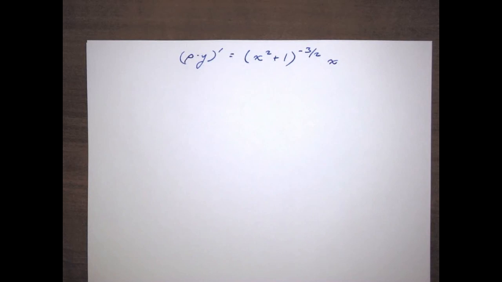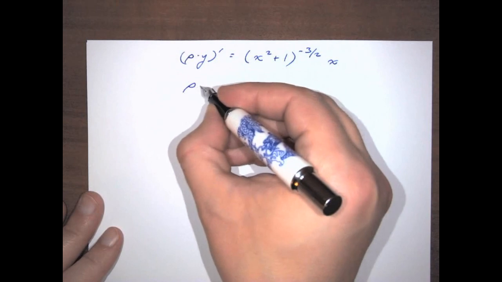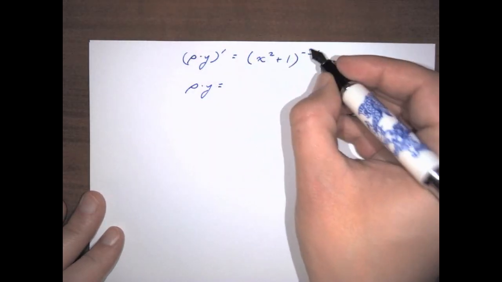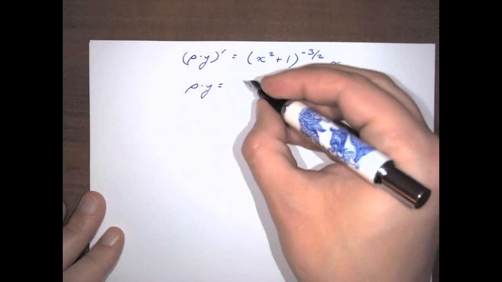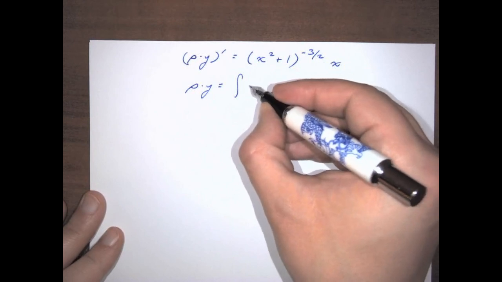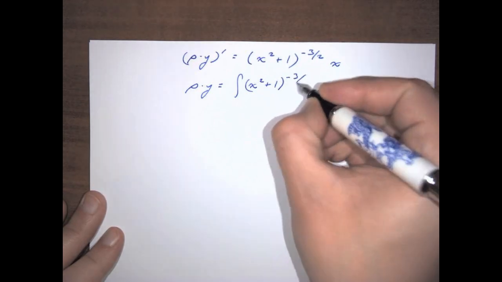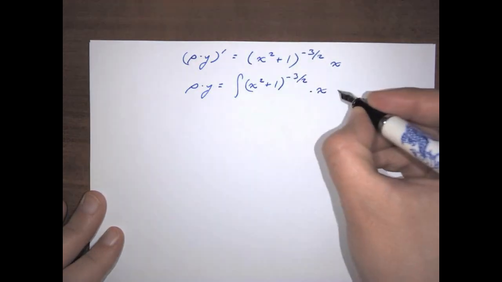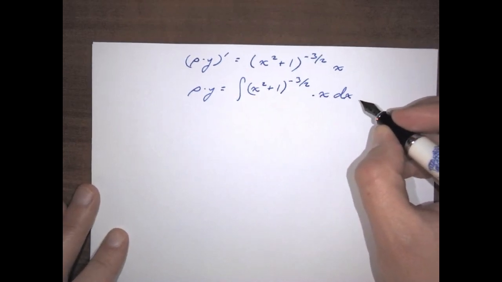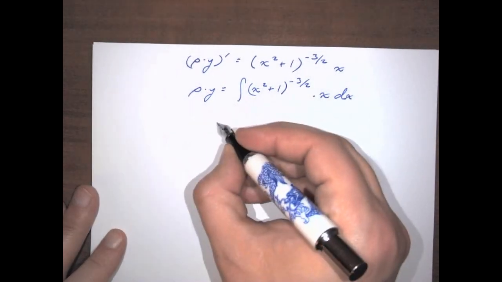which now we want to anti-differentiate in order to get rid of this derivative. And so we're going to have rho times y is equal to the antiderivative of x squared plus 1 to the negative 3/2 times x dx. And then there's going to be a plus c at some point here. I'll wait to put the plus c until after I've actually executed the antiderivative.